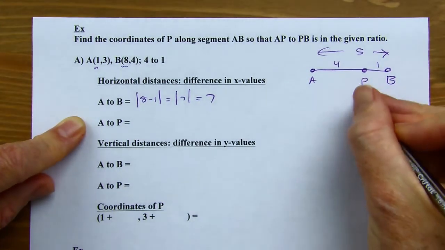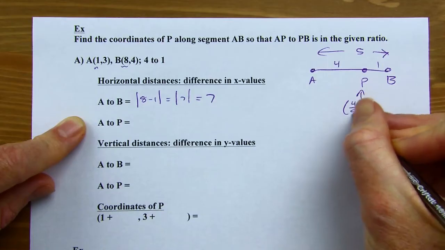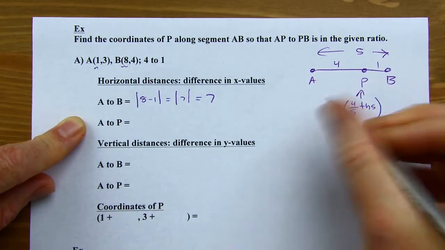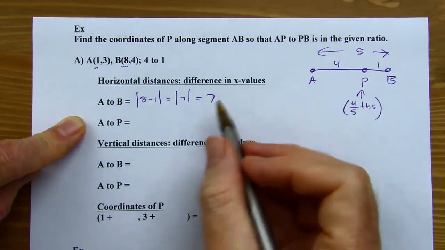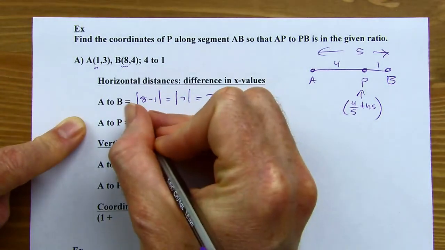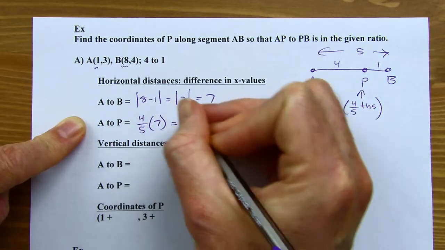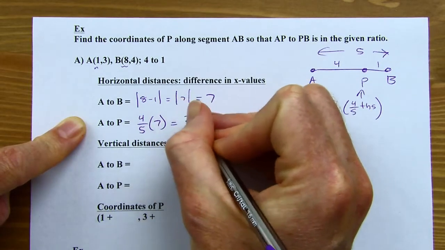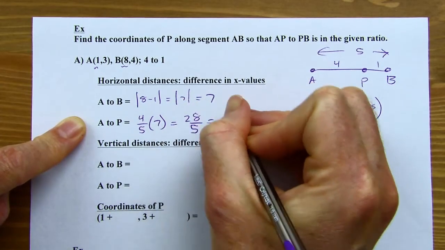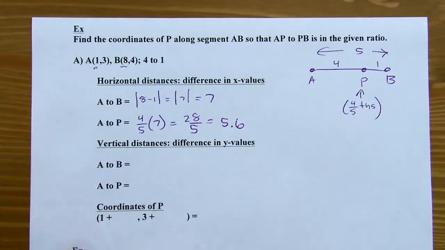So this is going to be 4/5 of the way from A to B, right? That means I want to take 4/5 of 7 when I'm looking at the horizontal distance. That's going to give me 28 over 5, and if you put that into a calculator, you'll get 5.6 as a decimal.